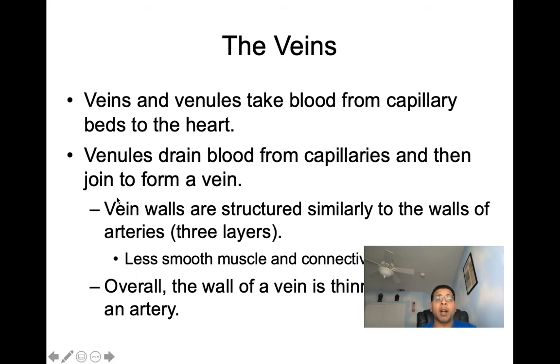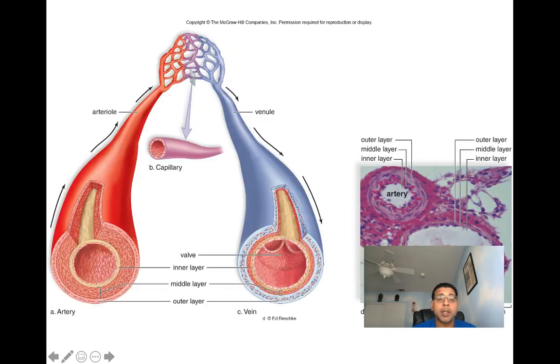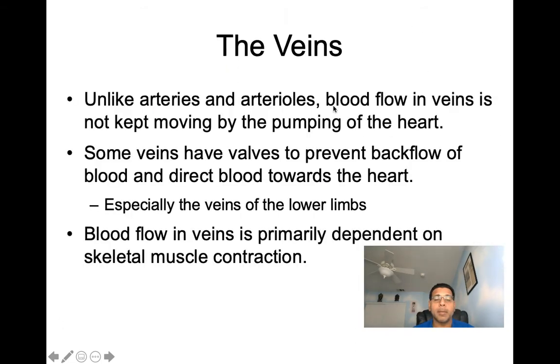So here we can see our venules drain blood from our capillaries and then join to form a vein. Our vein walls, we said, are structured similar to the walls of our arteries. There's 3 layers. However, there's less smooth muscle and connective tissue in veins compared to our arteries. Overall, the wall of a vein is thinner than that of an artery, and we saw that. So when we look at this picture, we can compare the 2 structures, and you can see the differences when you look at the 2.